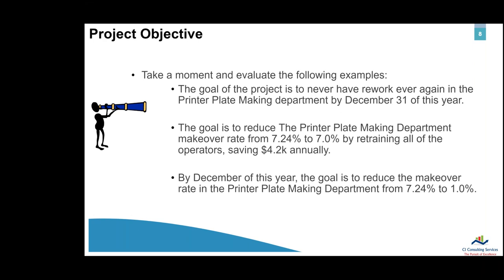The second one, you take a look, the goal is to reduce the makeover rate from 7.24% to 7.0%. Okay, well, there's a case of underachieving, right? We always want to meet the goals that we state, but in this case, we're really not trying very hard, and 7% is still, presumably, a significant business challenge that needs to be overcome. The other piece of that problem statement, of course, is that it's signaling exactly what's going to happen.